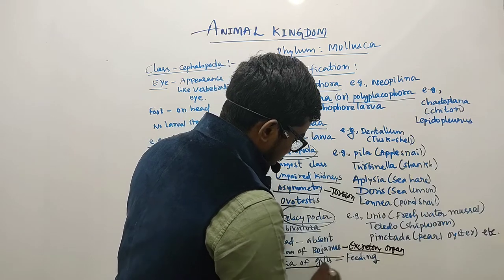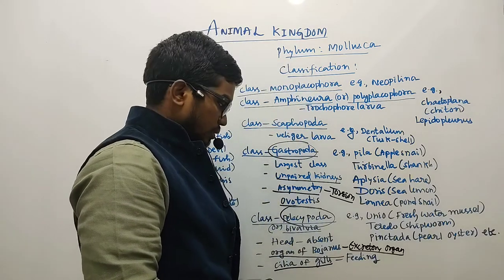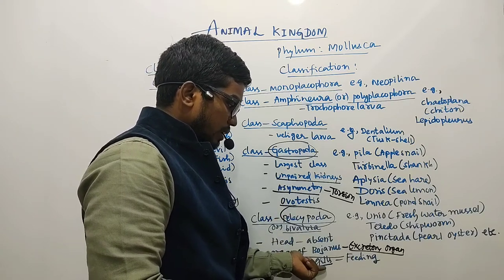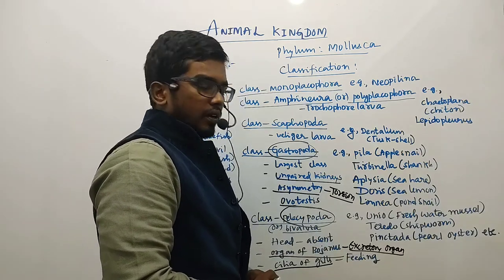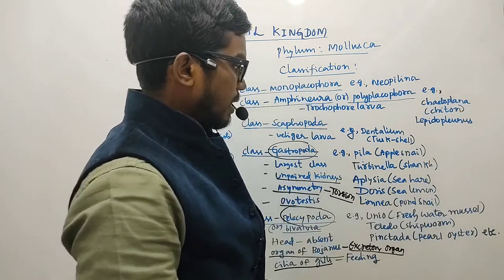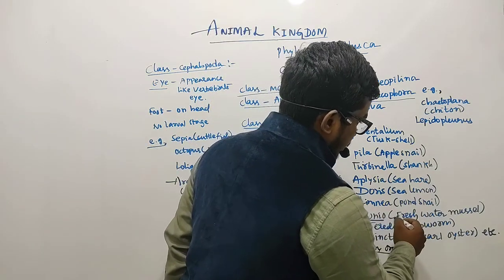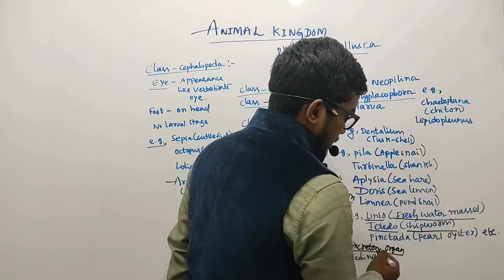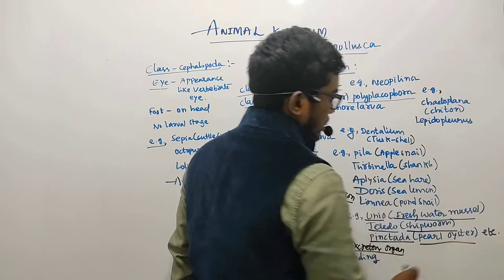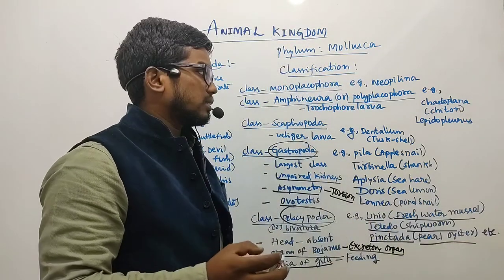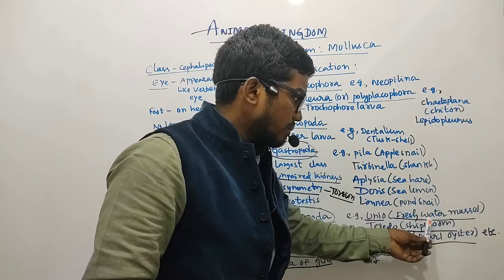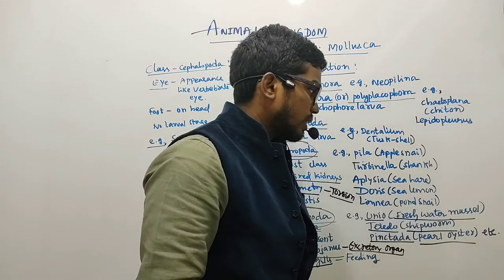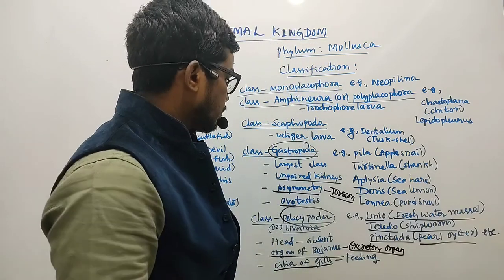Next we have cilia of gills, which is present in this class. This cilia which is present along with the gills helps in feeding. Examples of this phylum are Unio, which is also called freshwater mussel. Then Teredo, shipworm we say, then Pinctada, it is also called pearl oyster. Remember, dear students, I have given both the zoological name as well as the common name. I am repeating once more, note down all these names, it is important from the competitive examinations point of view.